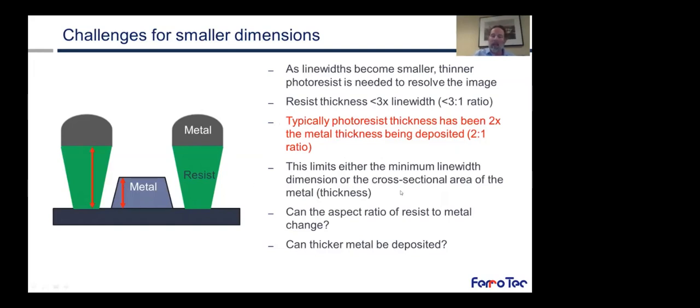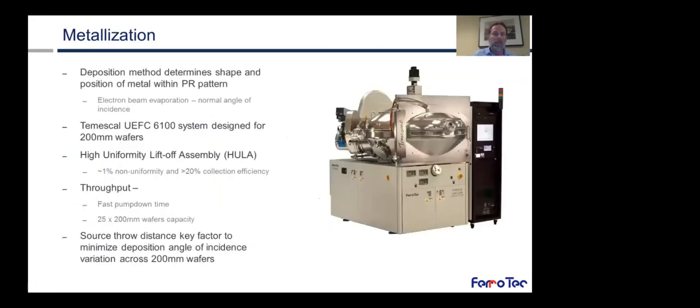So can the aspect ratio of the resist to metal change, and can thicker metal be deposited? That's the goal of these tests. So this is key, obviously, the metallization process. Now, the deposition metal determines the shape and position of the metal within that photoresist pattern.